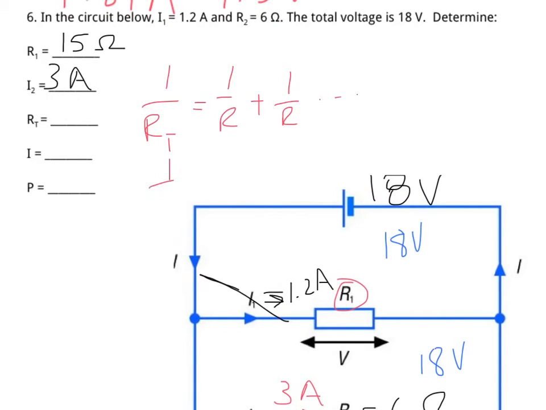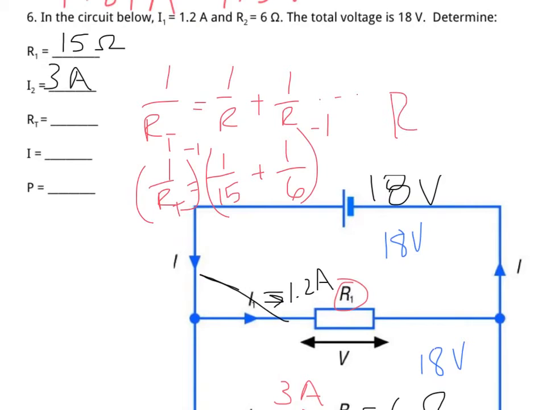So 1 over RT is 1 over the 15 ohms that we calculated for R1 plus 1 over the 6 ohms given to us for R2. So you're going to start by just adding those together in your calculator, probably returning a decimal response, which then needs to be inverted so we can flip this 1 over RT around and get the total resistance for the circuit is right around 4.3 ohms. So I'll put that in here as well, 4.3 ohms total resistance.